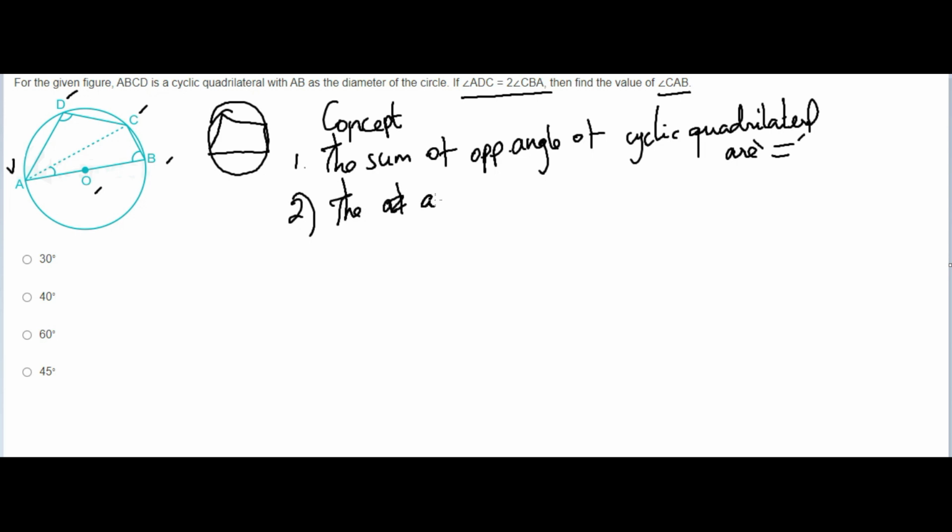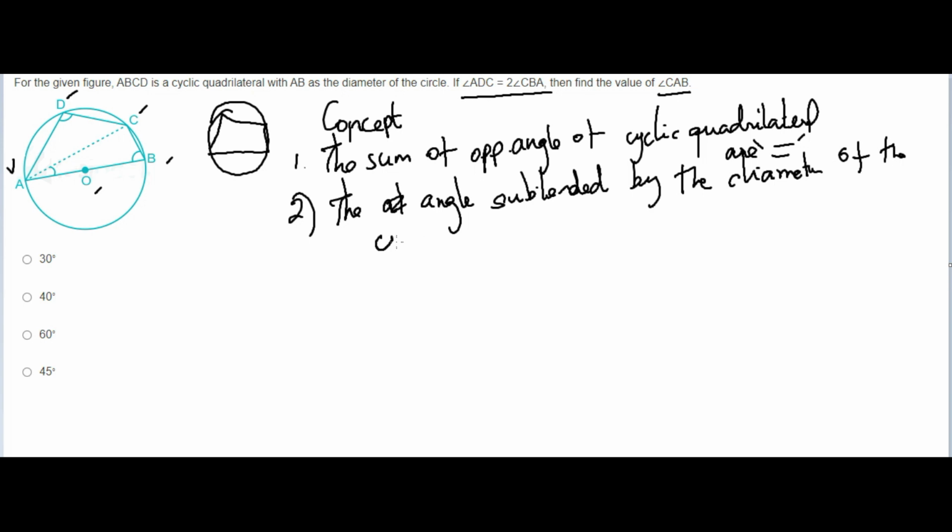I'll tell you about the angle subtended by the diameter of a circle. If we draw a complete circle, with A and B available, they are subtending. Have you seen the dotted lines? So that you have to draw, and you can draw it in this way.